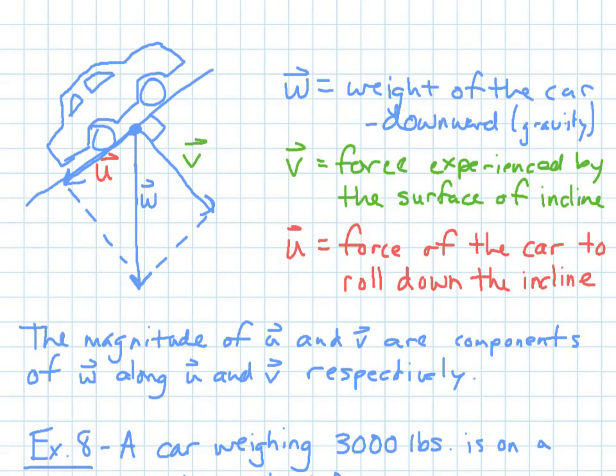Okay, next part we're talking about force. Here we mainly focus on vehicles on an incline. So let's say that the vector W is the weight of the car downward, so gravity. Vector V is the force experienced by the surface of the incline, like the driveway. So these are always going to be on the side of a hill, almost. And vector U is the force of the car that's trying to pull the car down the incline. And so remember that vectors U and V add up to make W.